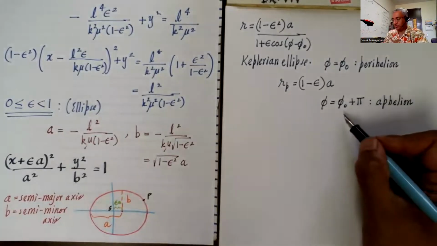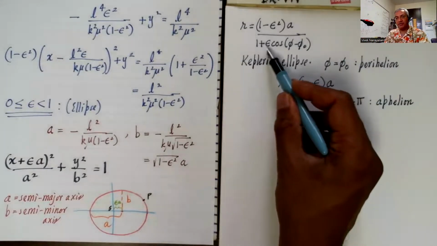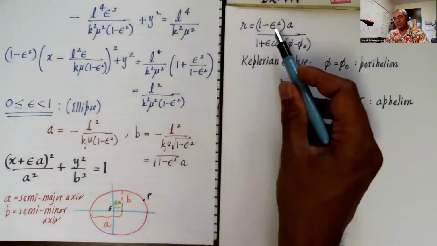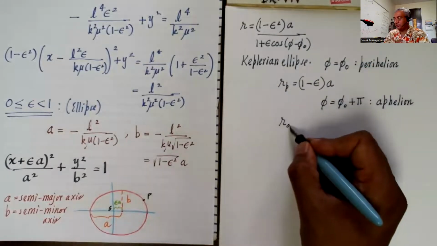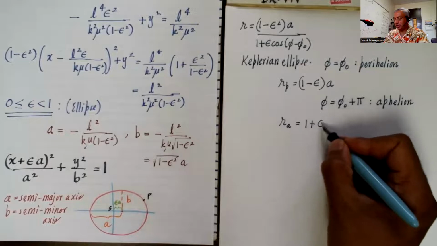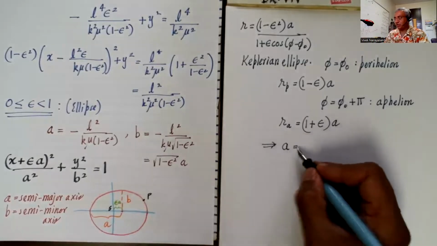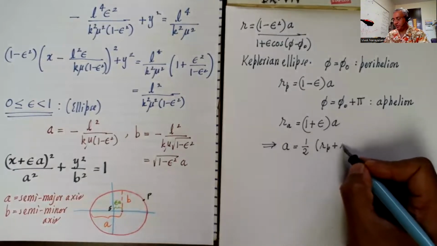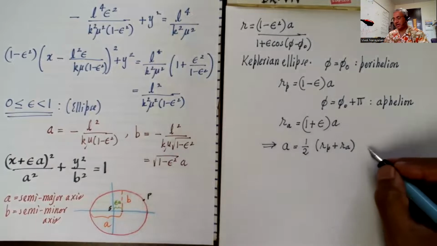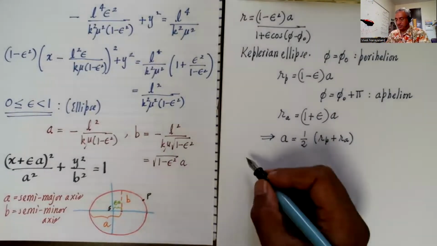Well, what is the farthest distance? When you put phi naught plus pi, you're going to get 1 minus epsilon. Well, 1 minus epsilon squared over 1 minus epsilon is 1 plus epsilon, so that our aphelion is 1 plus epsilon times A. And so the average distance is the semi-major axis, because if you take the perihelion and the aphelion and average them, you get the semi-major axis of the ellipse. Okay, so that's an interesting feature.